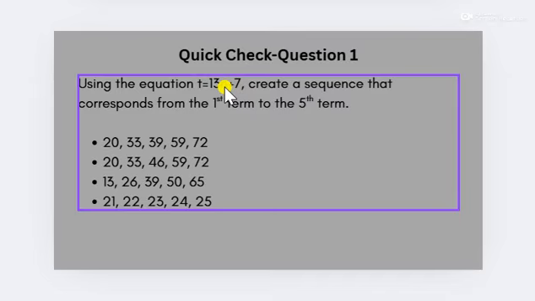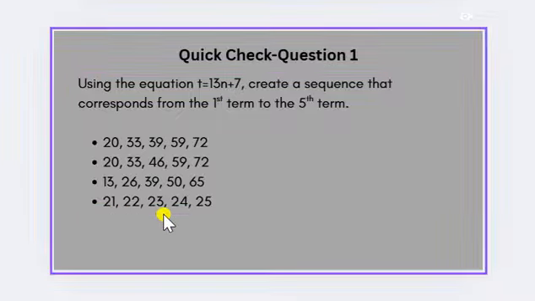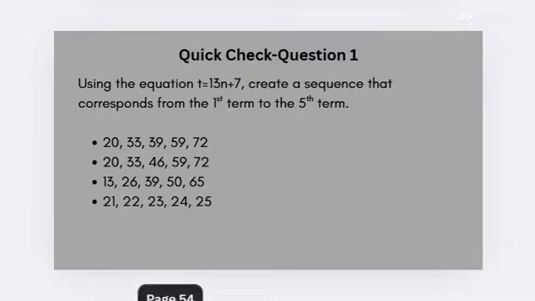Then you're going to take 2 and plug it in for n. Solve it. That's going to give you your second term. Do that all the way through number 5. So 1, 2, 3, 4, 5.